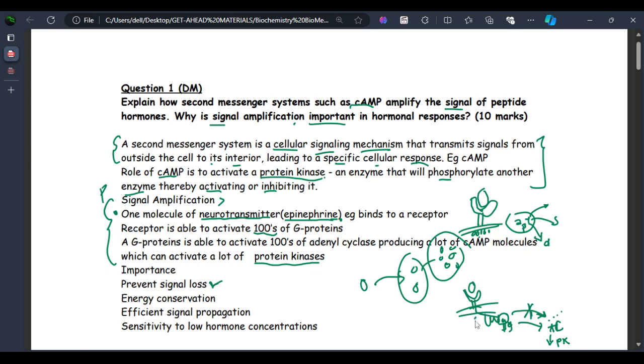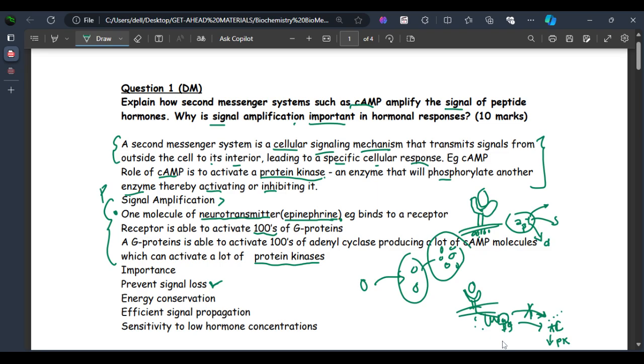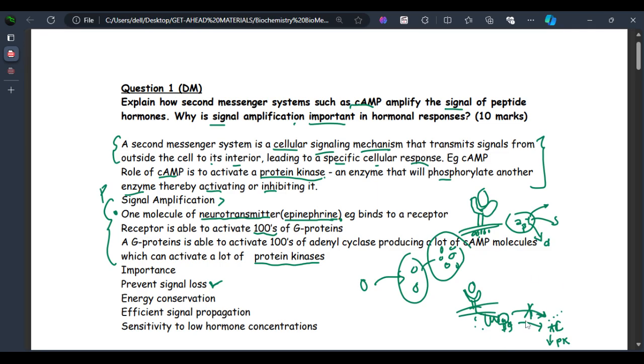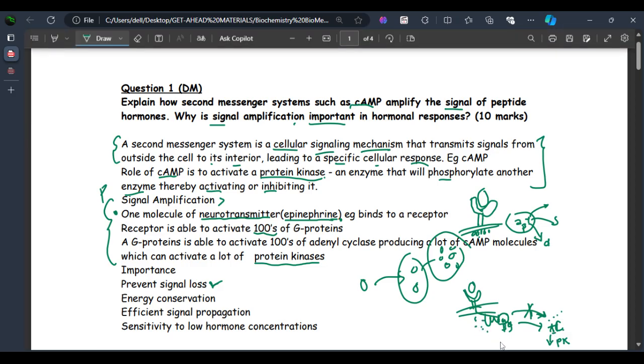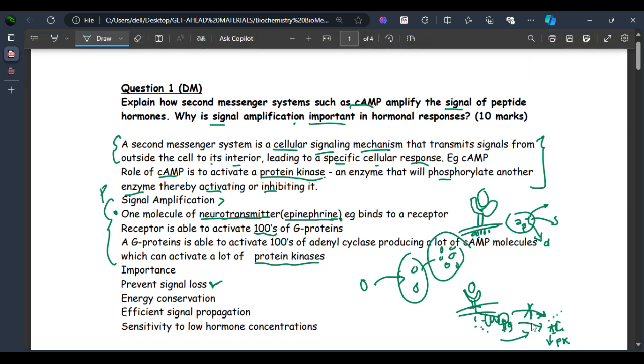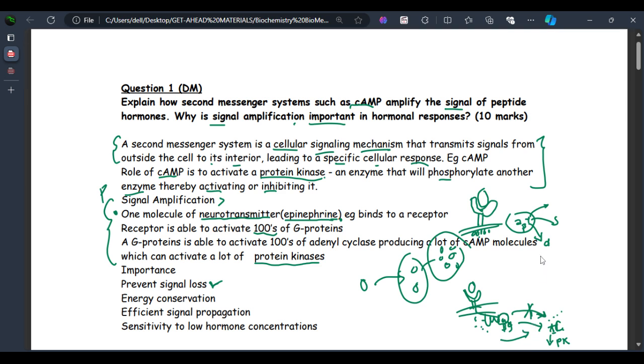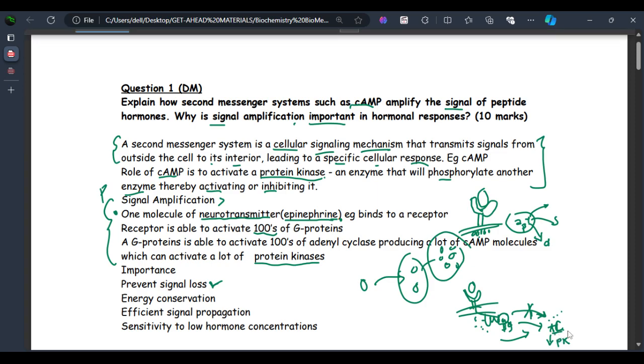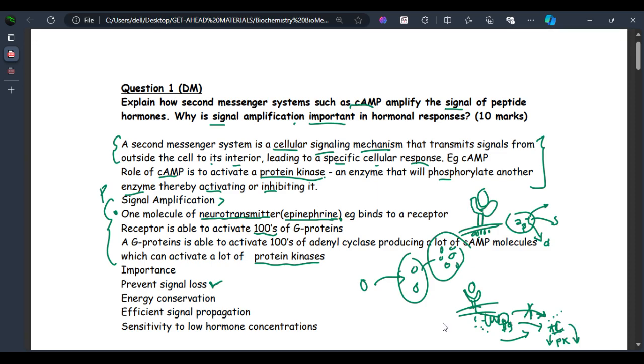But if you have hundreds of them doing the same thing, that means even if you cut one off from activating the adenylyl cyclase, because you are releasing hundreds of these G proteins, that means obviously at least a good number of them is going to bind to adenylyl cyclase, activating it, and the rest of the pathway still goes. So that is how you prevent signal loss.